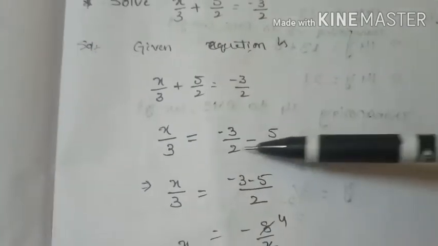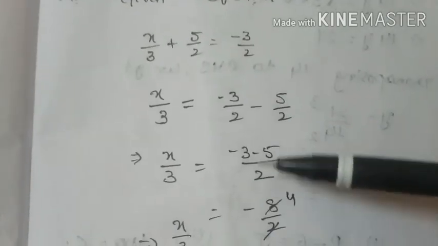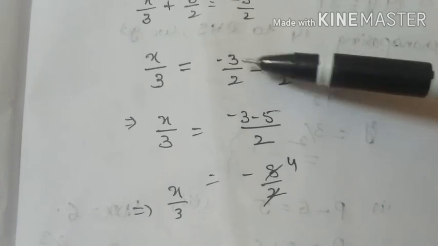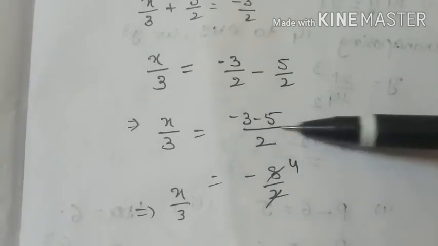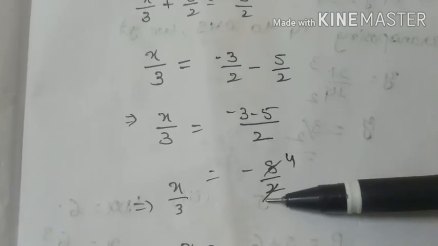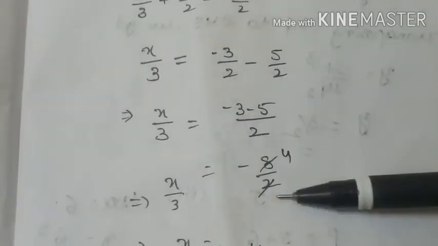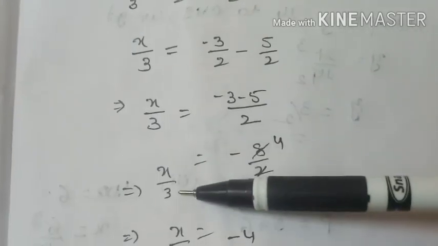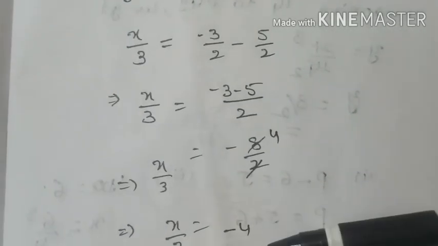Okay, these two are like fractions. So we know how to add and subtract, yes or no? So simply we should add it. Minus 3 minus 5 by 2. So minus 3 minus 5 is equal to minus 8 by 2. Is it possible to cancel? Yes, 2 fours are 8. So that means x by 3 is equal to minus 4.